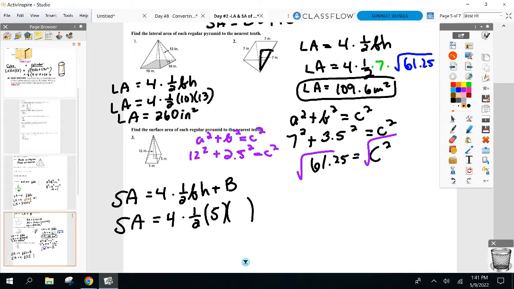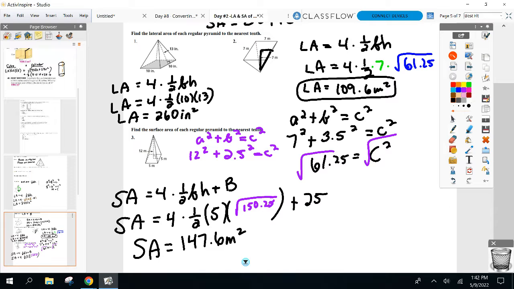Square root of, I didn't leave myself much room. Square root of 150.25. Close it up. Have this over here. $147.6 square meters.